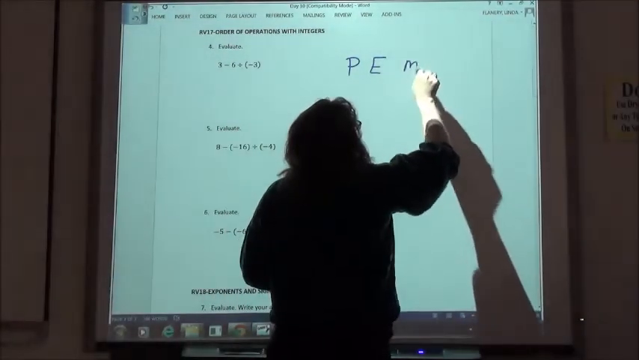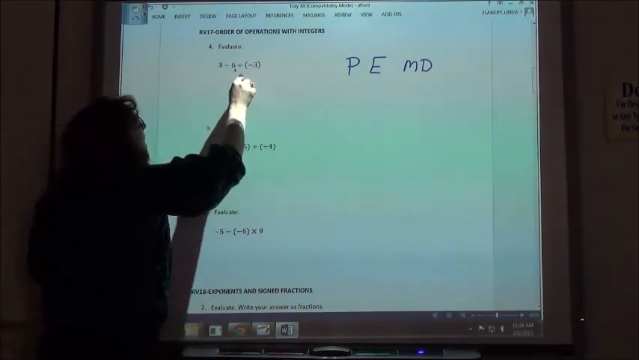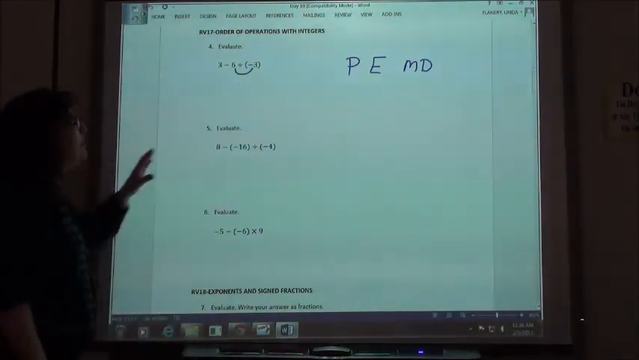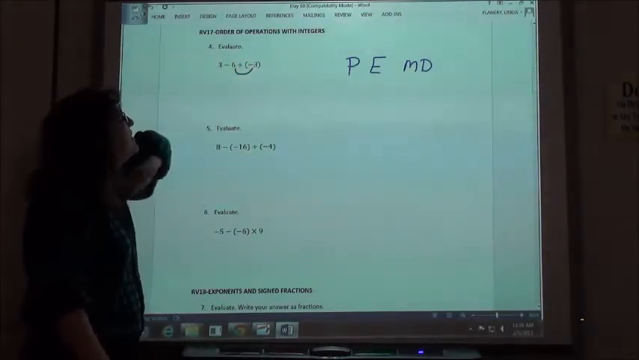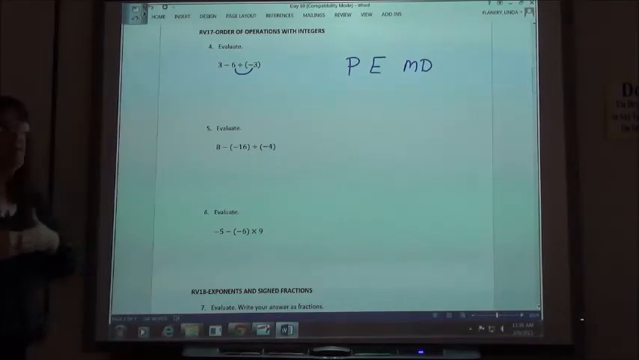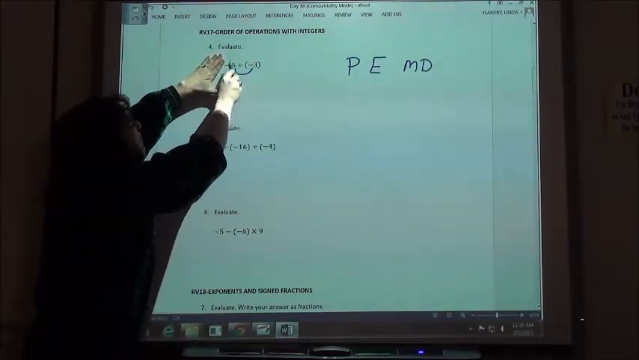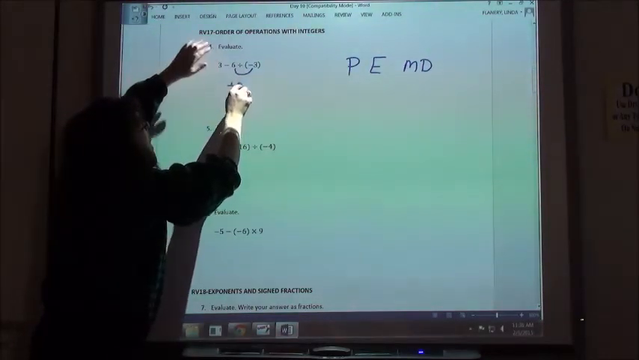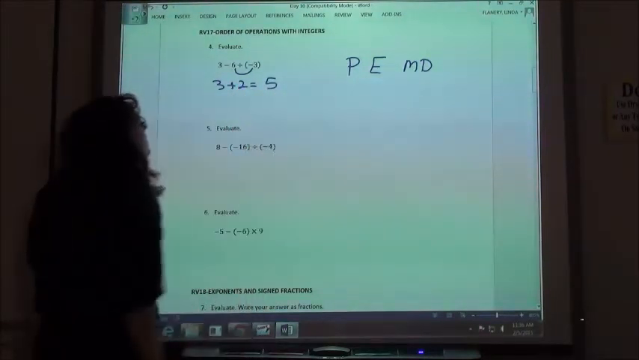Then it tells us to do multiplying and dividing from left to right. Well, right here I have a division problem. You have to decide, do you want this to be a minus in front or do you want that to be negative 6? Two different ways to think about it. If I think about that as a negative 6, negative divided by a negative gives me a positive 2. 3 plus 2 is 5.